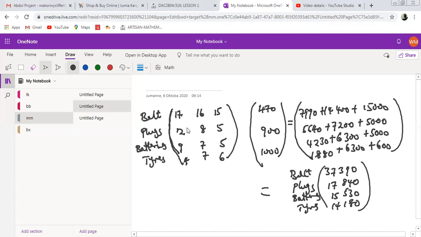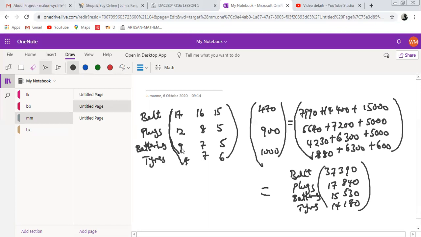So when we talk about the plugs, each saloon requires 12 times 470, which is the number of saloon cars. Each station wagon requires 8 times the number of station wagons. Each double cabin requires 5 times the number of double cabin. So if you do that, 12 times 470, you get this. 8 times 900, you get this. 5 times 1,000, you get this.